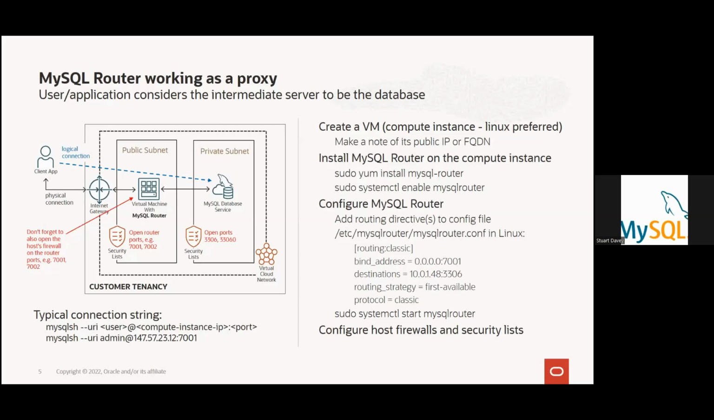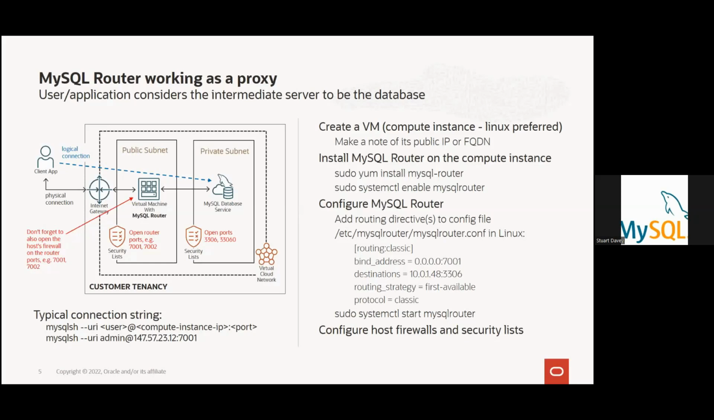Some other points to note there: you could have another directive that makes use of the X protocol. If you were to use the X protocol, you'd copy and paste the same thing, but change routing:classic to routing:x. Give it a different port to the classic port. And on your destination, change the 3306 to 33060. Once you've done that, you can start your MySQL router and you're up and running.